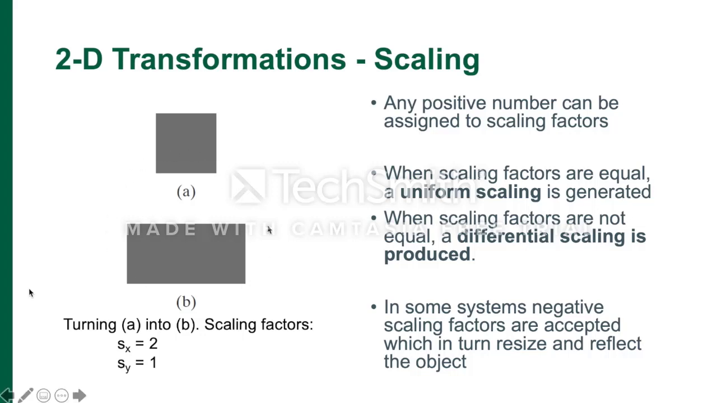The example figure to the left will scale this figure A into this figure B. The scaling factors are sx equals 2 and sy equals 1. With the scaling factor in x, we can see that the value for x is multiplied by 2, while the values for the y coordinates are kept the same because the scaling factor is 1.